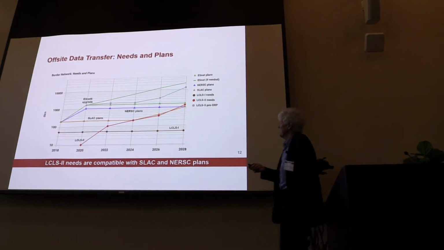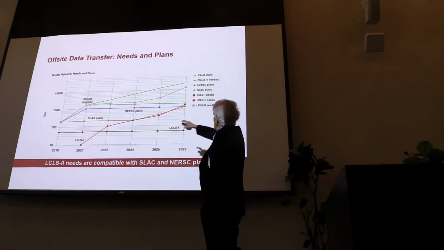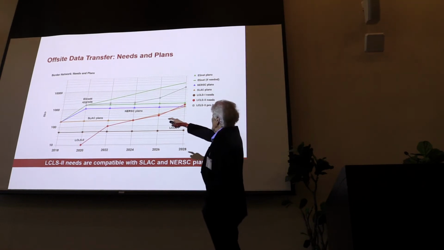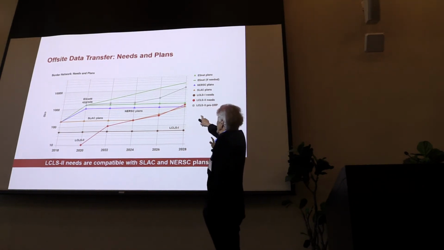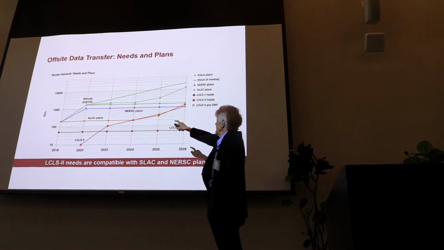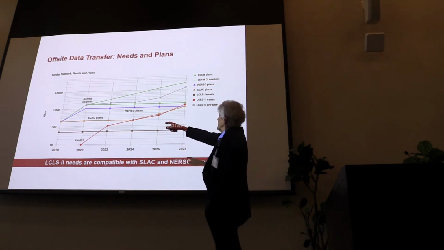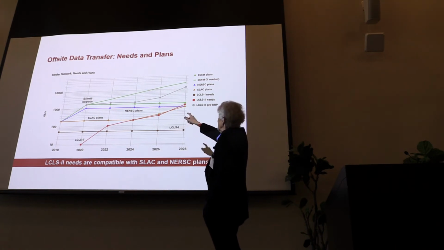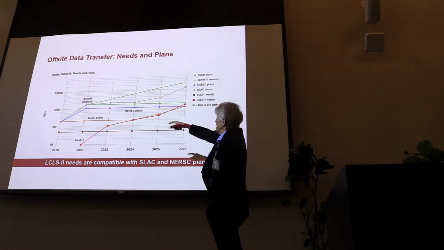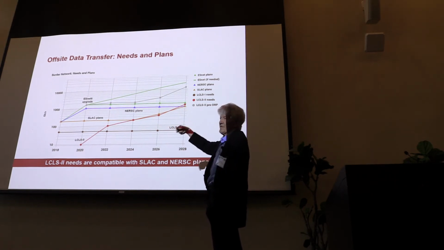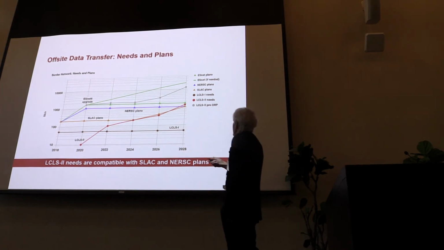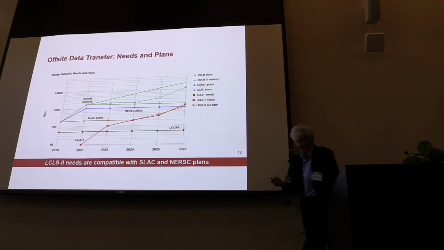Various things we're doing. The red shows you the LCLS-II requirements. The blue shows you NERSC plans for how much data they can accept. SLAC plans, actually, will be 200 gigabits per second to ESNet, and then we're going to be increasing in 2024. We can actually increase before that if the experiments are incredibly successful and generate more data than we had actually expected.